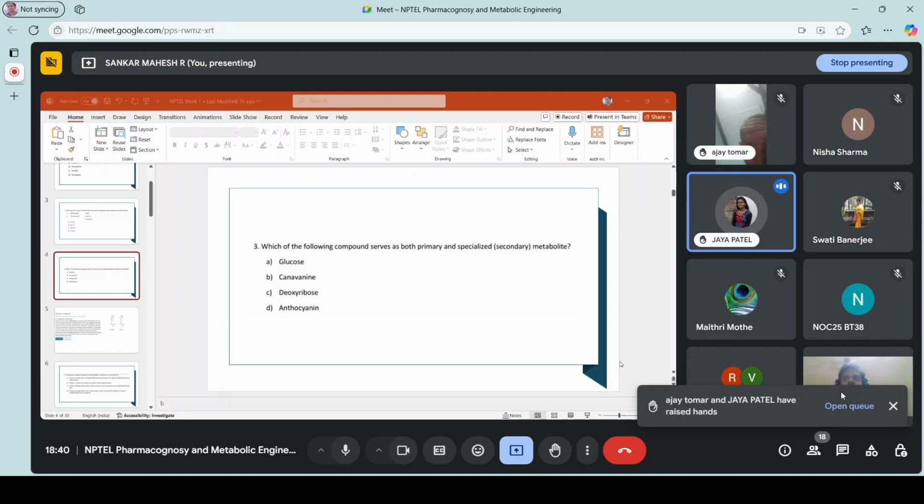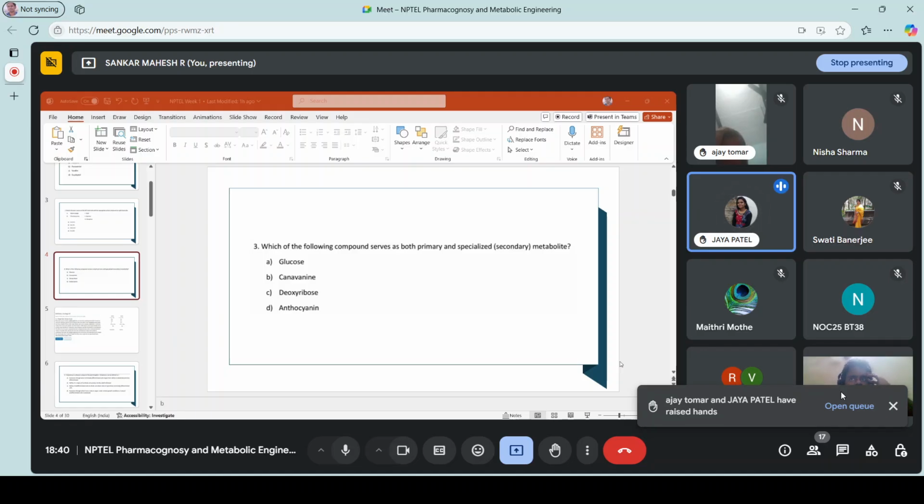The right answer is anthocyanin. That gives color to the different fruits and vegetables. That is present in the fruits and flowers. But anthocyanin is a pigment. Is it a primary metabolite? Is it always produced? No, it is a secondary metabolite. Okay. Anthocyanin is. So the question that we are dealing with, canavanine is an amino acid.